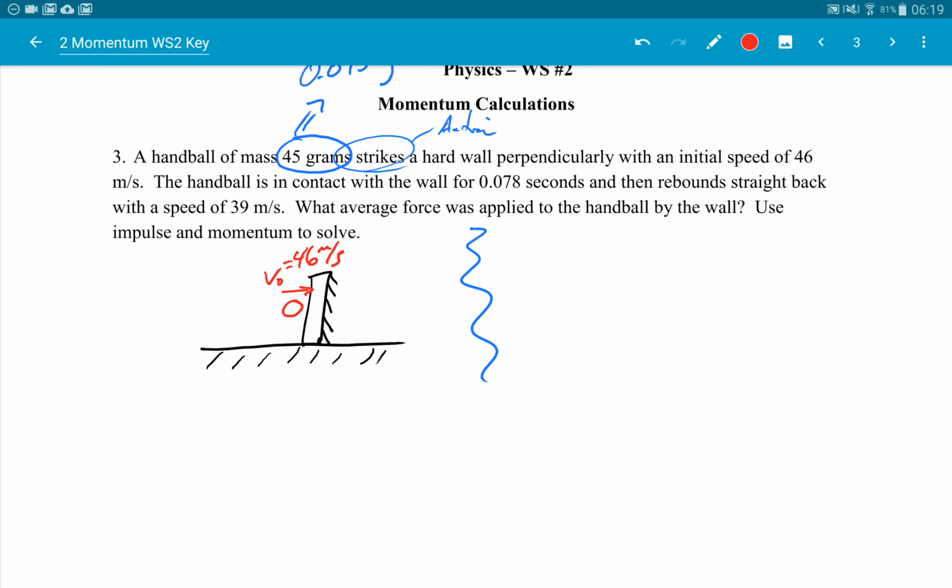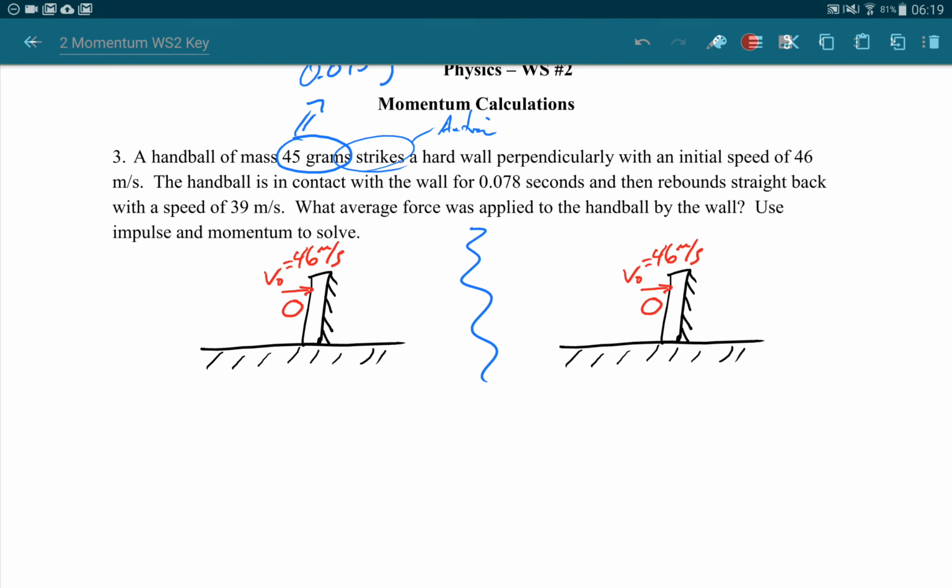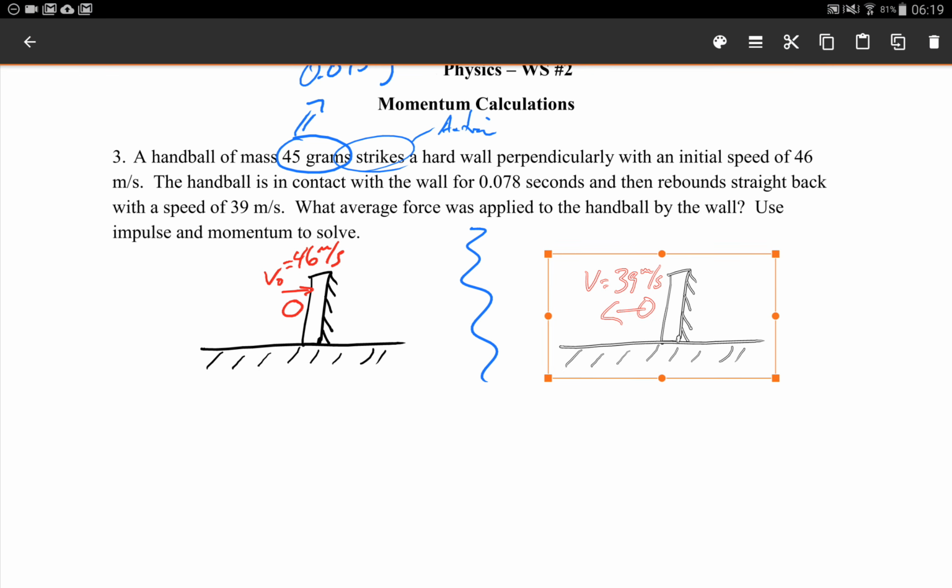And then it's coming in contact and then rebounds straight back. So then afterwards here, let's see if I can just copy all this. Make that a little bit faster for you. Cool. And so then right afterwards here, the ball is coming back out here with a speed of 39 meters per second. And if you needed to, I'll go ahead and copy that one more time.